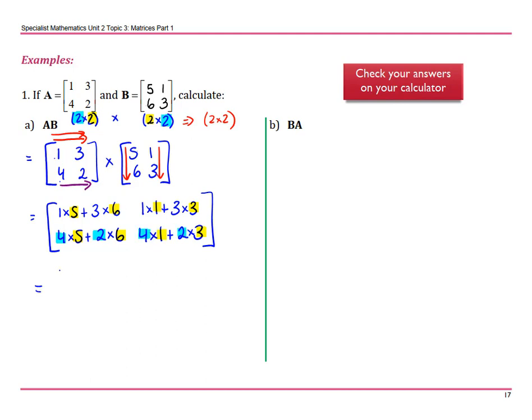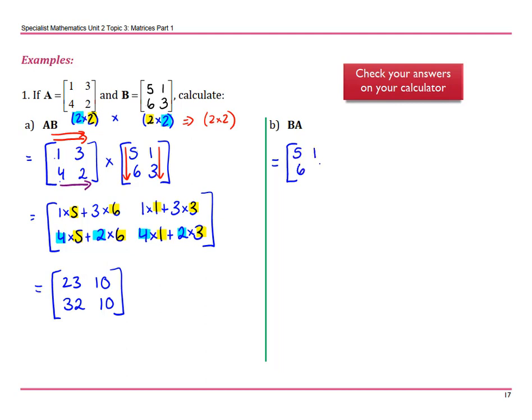So let's evaluate that. 5 plus 18 is 23. 1 plus 9 is 10. 20 plus 12 is 32. 4 plus 6 is 10. Now let's do it the other way. Pause the video and have a go yourself.